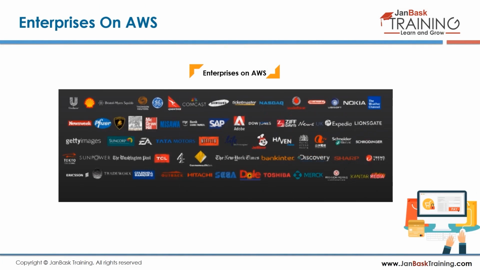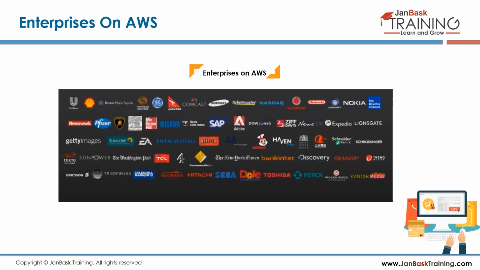These are the big companies. Those were the startups. These are companies. Look at that: Unilever, Shell, Thomson Reuters, GE, Qantas, Comcast, Samsung, Nasdaq. Each one, we use each one of these companies on a daily basis. You're using Expedia for your ticket booking, Adobe for reading PDFs, McGraw Hill for the books, Pfizer, Lamborghini, Getty Images. All of these services we are using on daily basis, and they are coming right to us from AWS.